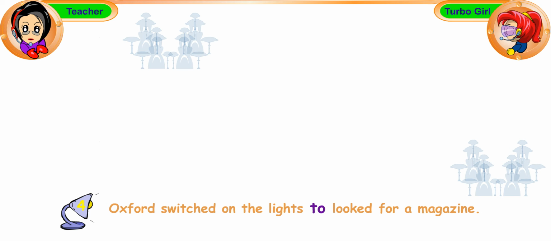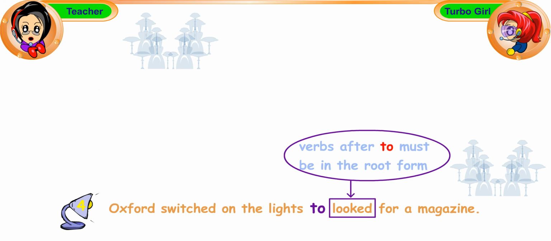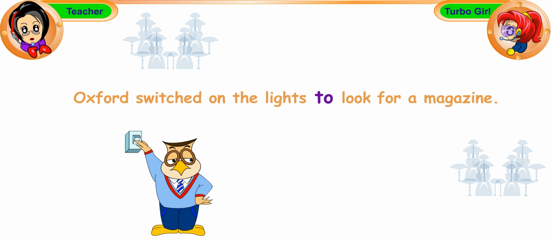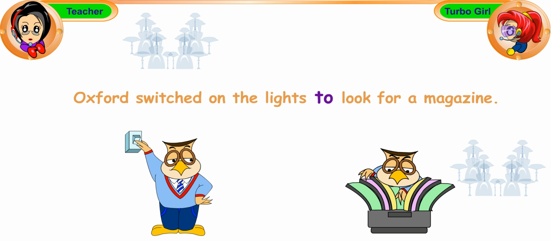We must remove the ed behind looked. This is because verbs after to must be in the root form. That means that the verbs do not have ed behind them. So, the joined sentence for 1 is 1a. Oxford switched on the lights to look for a magazine.